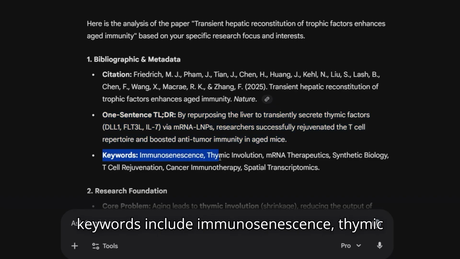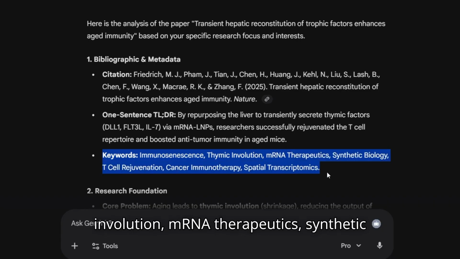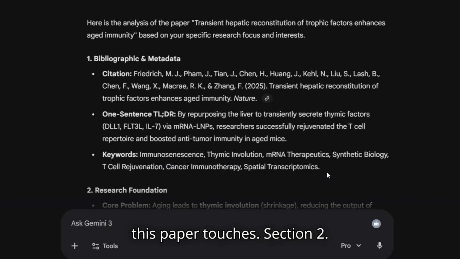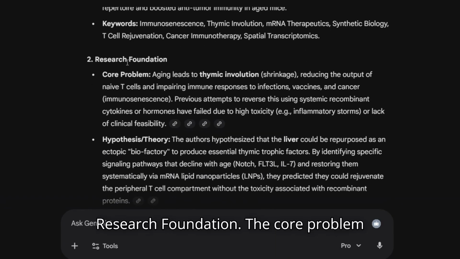And keywords include immunosenescence, thymic involution, mRNA therapeutics, synthetic biology, T-cell rejuvenation. These immediately tell you what domains this paper touches. Section 2. Research Foundation. The core problem.